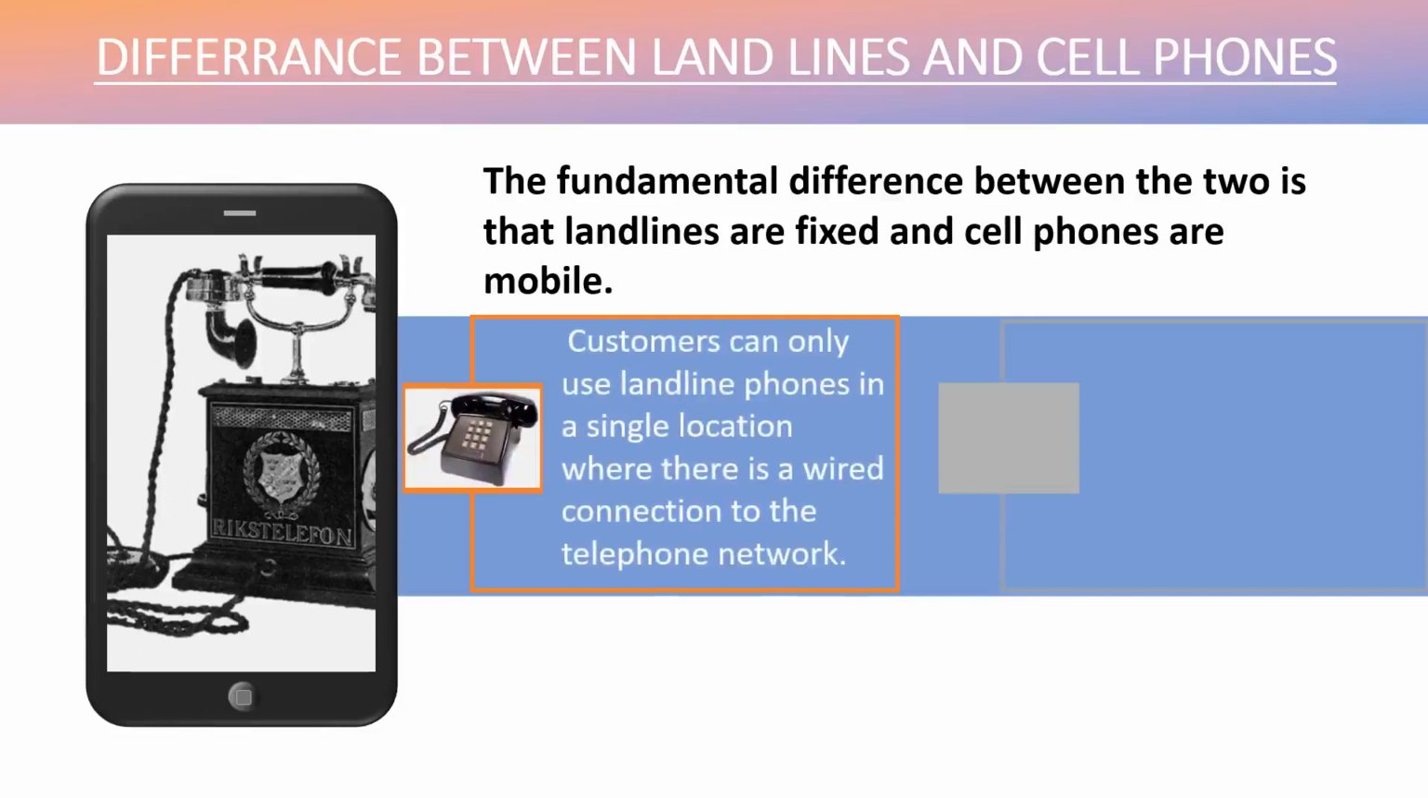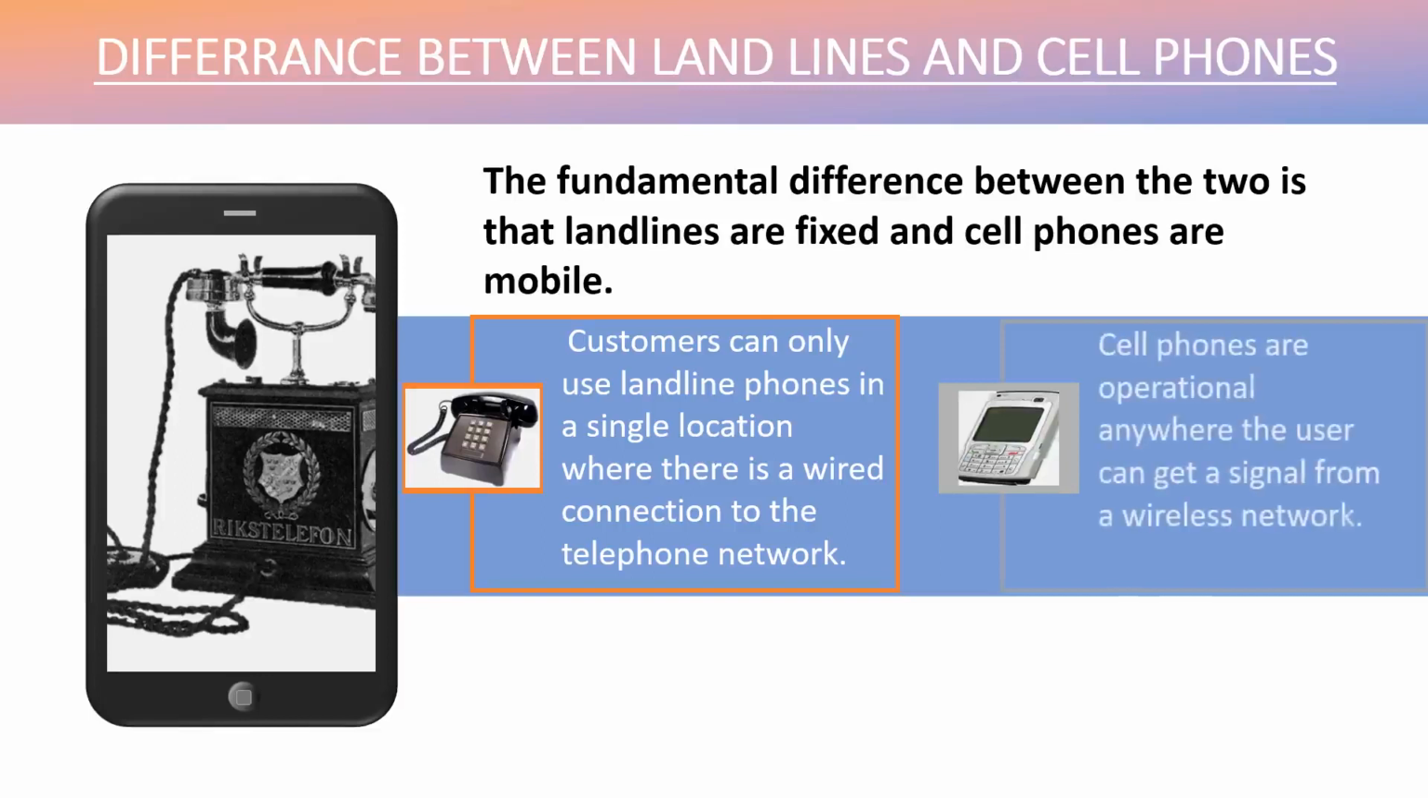Coming to landlines, we are saying customers can only use landline phones in a single location where there is a wired connection to the telephone network. That is why you cannot carry it anywhere you go, because it uses a wire. But cell phones are wireless. For as long as you can get a signal from a wireless network, you can use that particular cell phone. That's why we are saying it's mobile. You can move with it wherever you go.